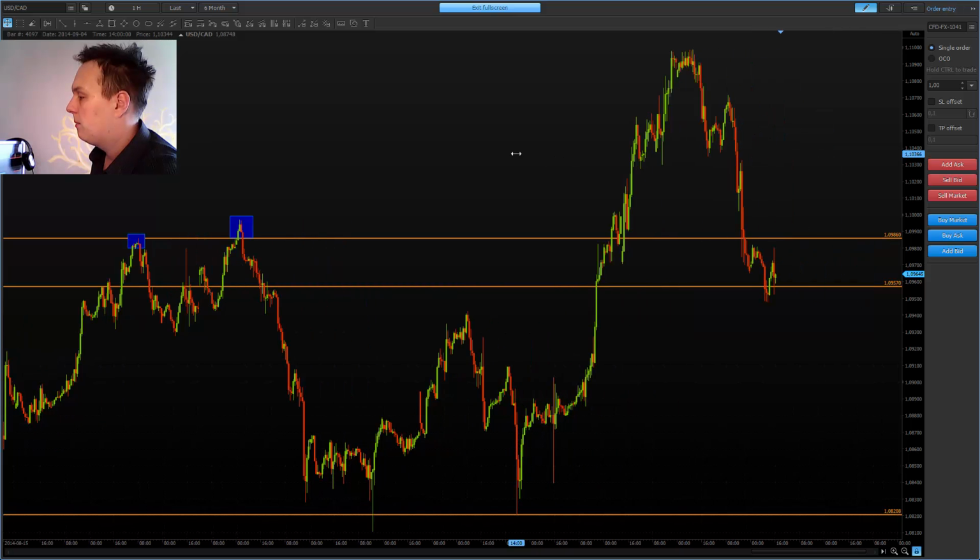So here we see base after rally and before drop, so it's rally base drop, okay.